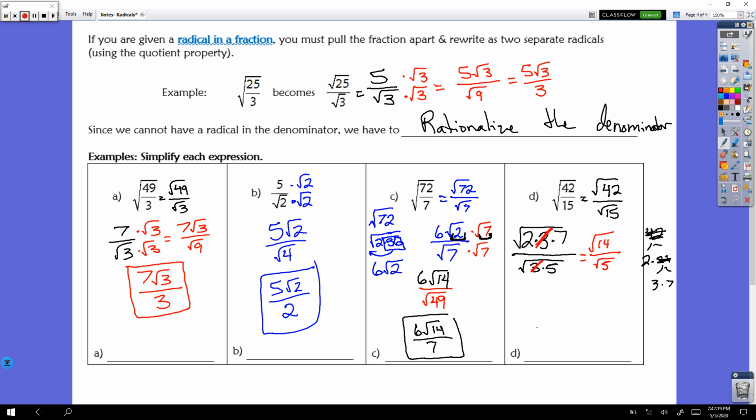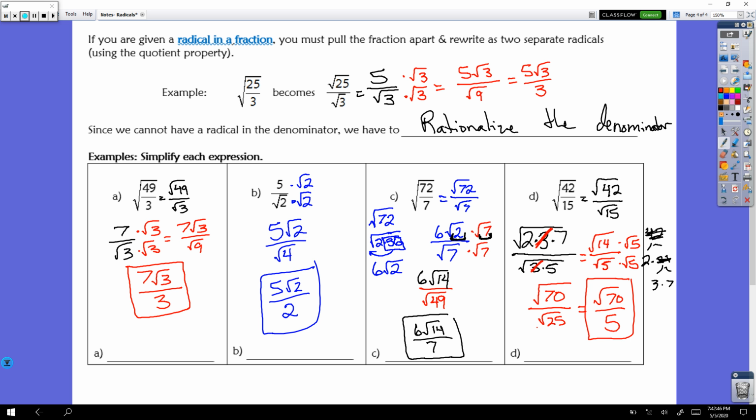Now we just have to rationalize. So times root 5, top and bottom. So we would have the square root of 70 all over the square root of 25, which would become the square root of 70 over 5. Alright, so that is simplifying radicals.